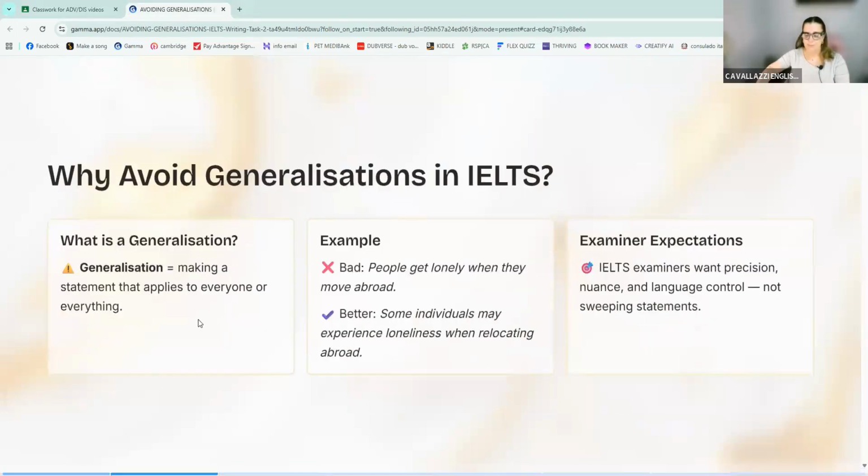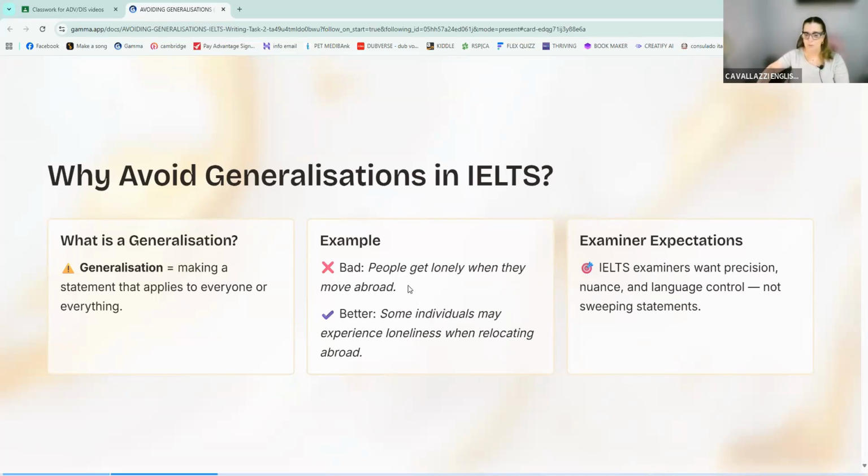I'll explain it here. It's when you make a statement that applies to everyone or everything. It's making a statement that everyone does that. For example, Germans are punctual. Okay, but where did you get that from? What is the study? What is the article that says Germans are punctual? So there are techniques to avoid this kind of generalization. I'm going to show you some here, mainly using modals, but look at how important this is.